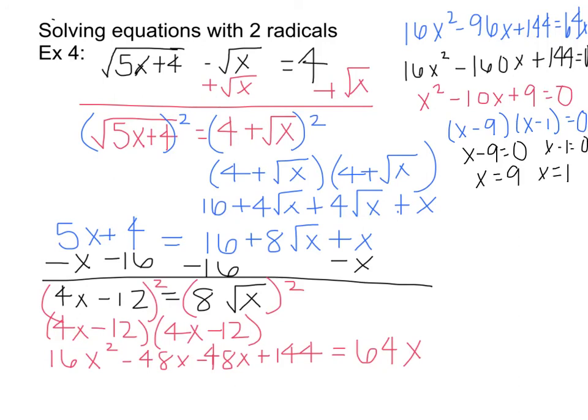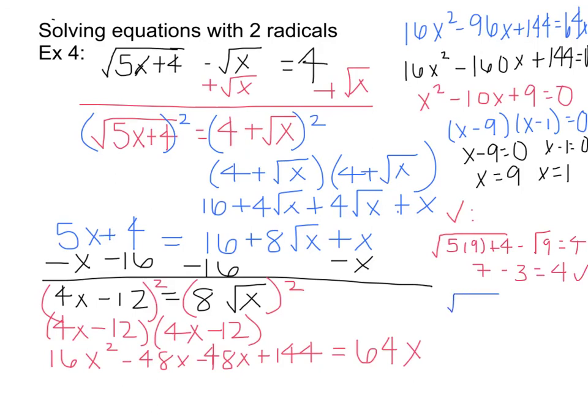Now we need to check to make sure they both work. All right, we're going to start by plugging 9 into our original equation. So we have 5 times 9 plus 4 minus the square root of 9 should equal 4. So 5 times 9 gives me 45, plus 4 gives me 49, so that gives me 7. Square root of 9 is 3, and yes, that is going to give me 4. So now let's check the other one.